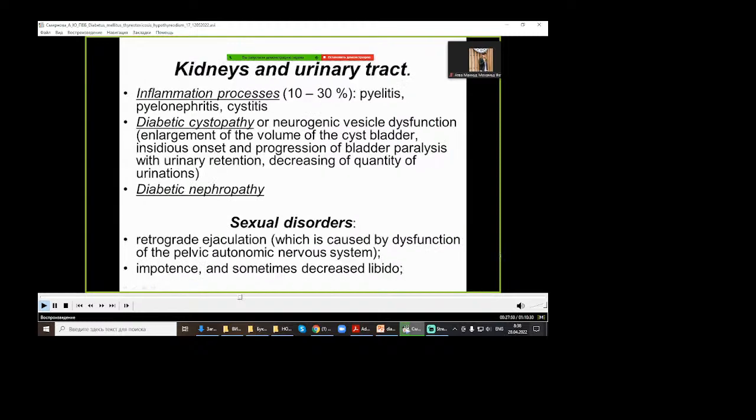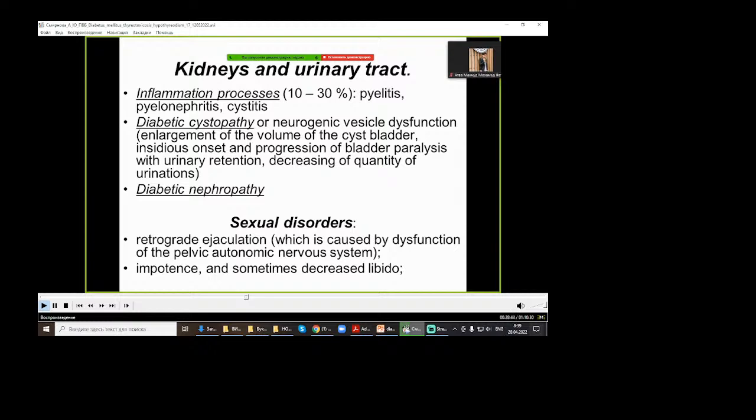The next target organ of diabetes mellitus is the kidneys and urinary tract. So very characteristic for diabetes mellitus are inflammation processes, such as pyelonephritis, cystitis, pyelitis in diabetic patients. Diabetic cystopathy or neurogenic bladder dysfunction is characterized by enlargement of the volume of the urinary bladder, and insidious onset and progression of bladder paralysis with urinary retention, decreasing quantity of urinations.